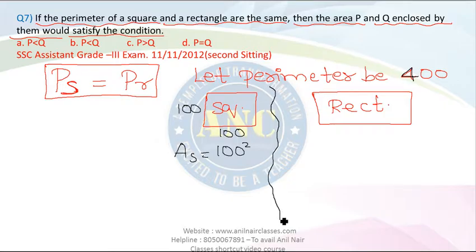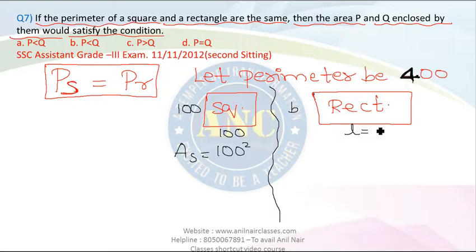Now see the rectangle. This is the beauty of the rectangle. Perimeter is 400. That means if the total of 4 sides sums to 400, then 2 into (L plus B) is 400. L plus B will be how much? 400 by 2, it is 200. That means if I add the length and the breadth, the sum should be 200. The other two sides, length and breadth, also sum to 200, so that the total perimeter becomes 400. That means the sum of L and B should be 200.